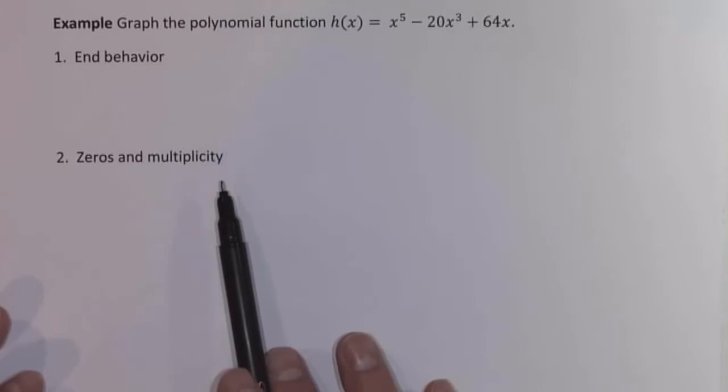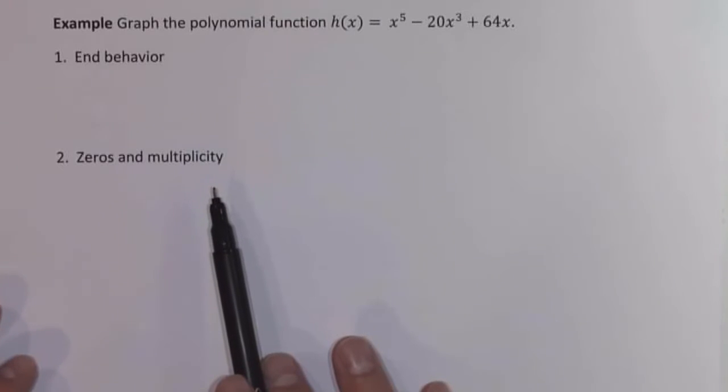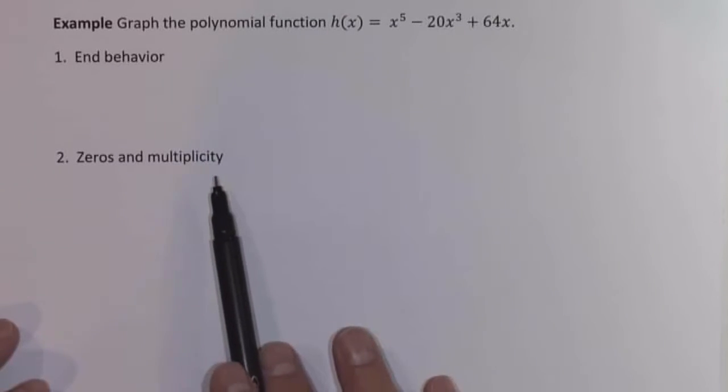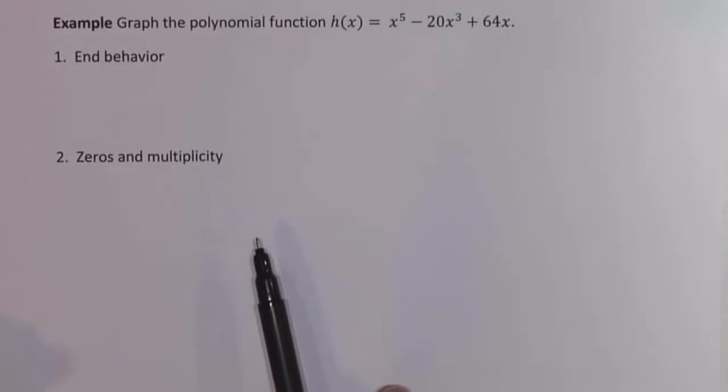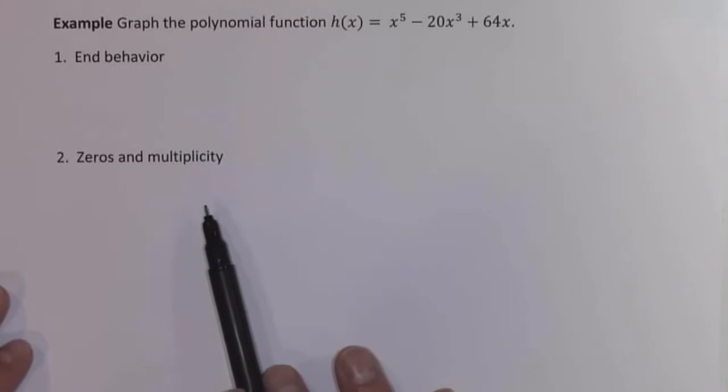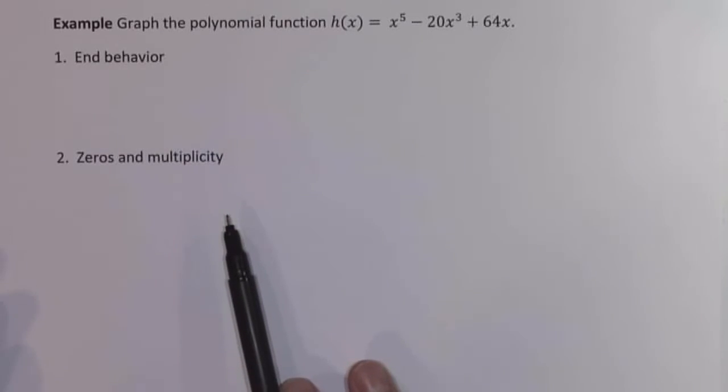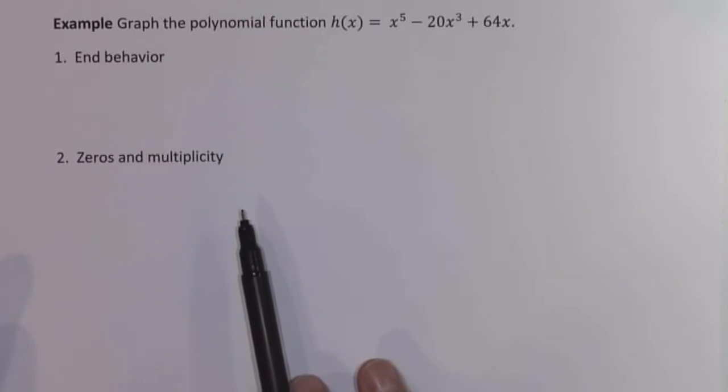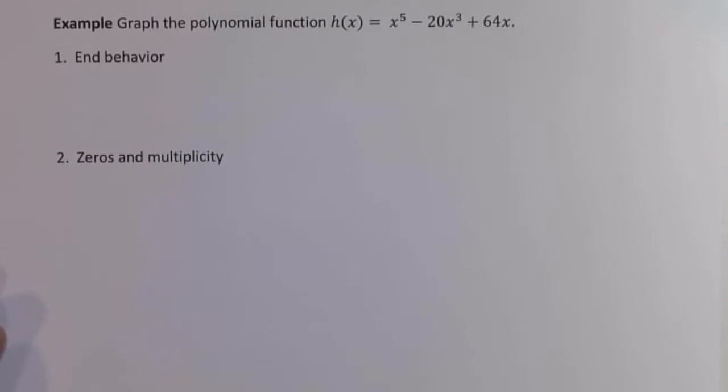Then we're going to look at our table of signs, which is going to tell us if our function values are positive or negative for each interval created by the x-intercepts. Then we're going to find the y-intercept, and then if necessary we'll find some additional points to get our rough sketch, and then we'll check it.